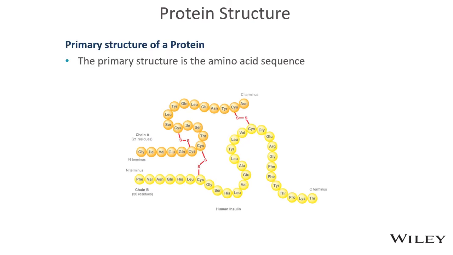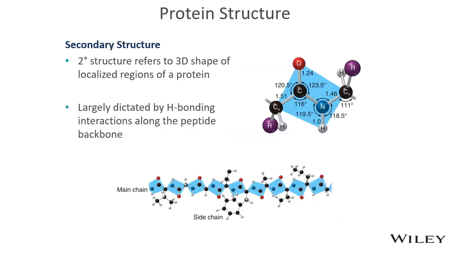The primary structure of a protein is simply the amino acid sequence. So it tells us all of the amino acids that are coupled together with amide bonds. The secondary structure refers to the 3-dimensional shape of very localized regions along the protein. These types of structures are mainly dictated by hydrogen bonding interactions along the peptide backbone. Hydrogen bonding can exist because we have oxygens and nitrogens with hydrogens attached. We also can have side chains that have hydrogen bonding capabilities as well. So those different types of interactions are going to dictate the secondary structure.